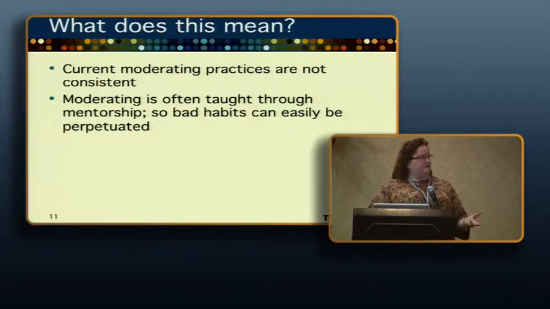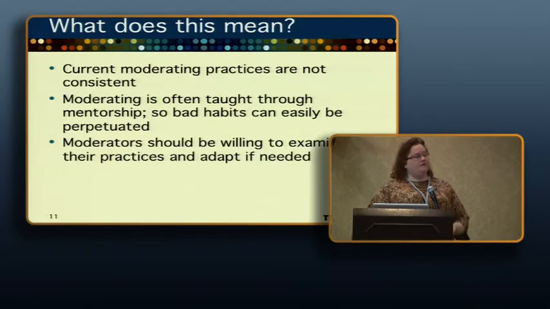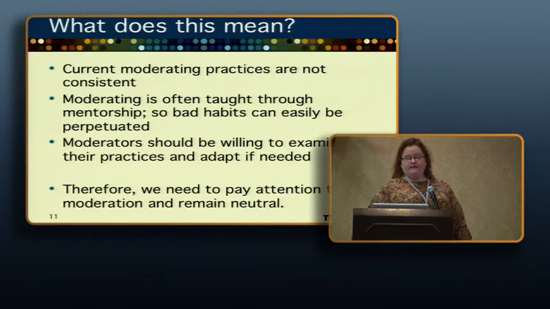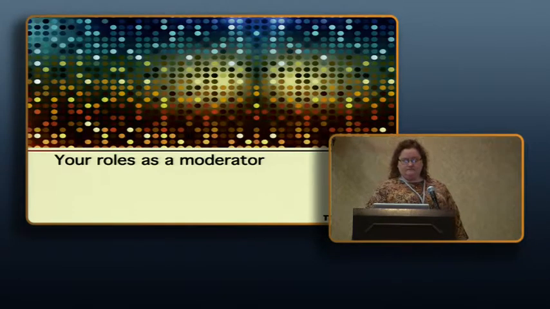So what does this mean? It means that current moderating practices are not consistent, and because of the way that our trade works, moderating is often taught through mentorship, so it's very easy for bad practices to continually be perpetuated from one to another. So that's why I really feel that moderators should be willing to examine their practices, be willing to look at things from an objective standpoint and understand the best practices of what they should and should not be doing in order to remain neutral to make sure that we get good objective data from our tests.